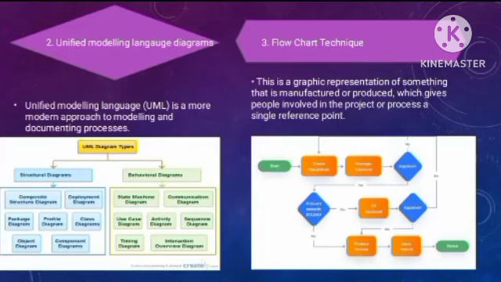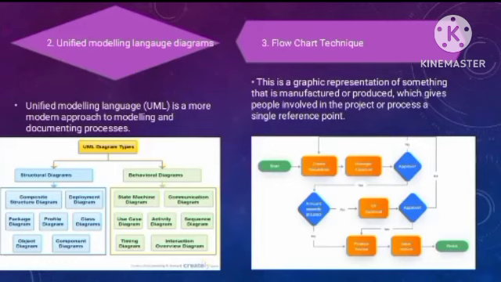Then the next one, we have the flowchart technique. This is a graphic representation of something that is manufactured or produced, which gives people involved in the project or process a single reference point. So as you can see in the picture, it is a flow chart that uses basic shapes and arrows to define relationships such as processes, decisions, or data.